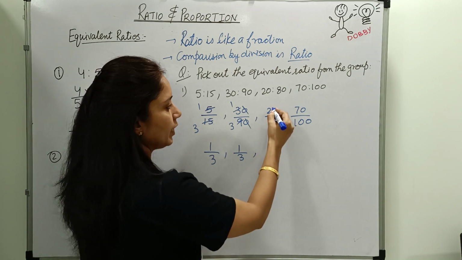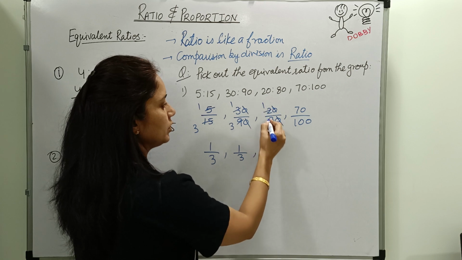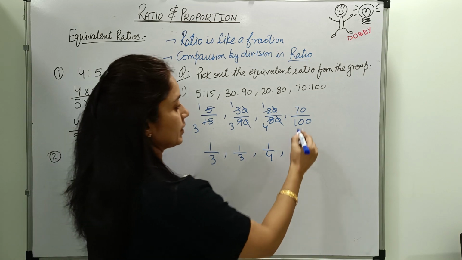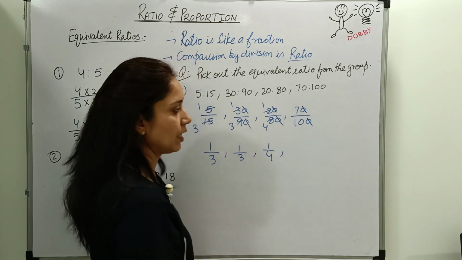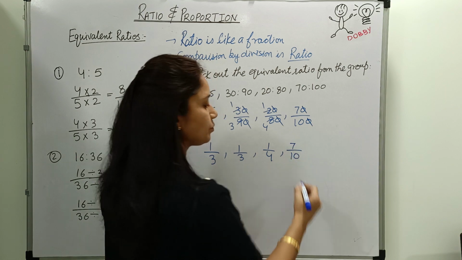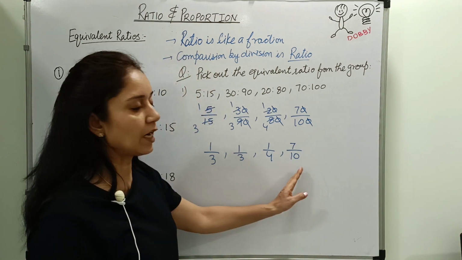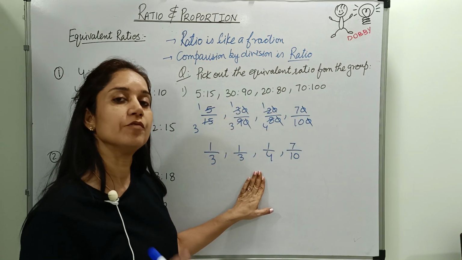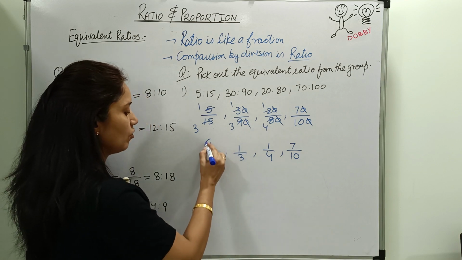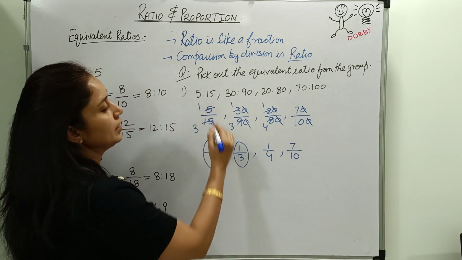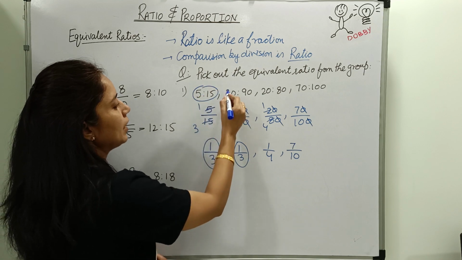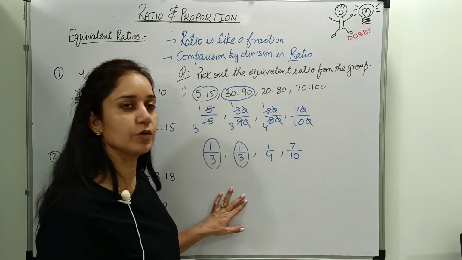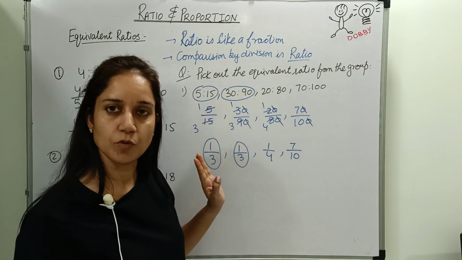Next, 20 upon 80, last 0 cut with last 0, 2 ones are 2, 2 4s are 8, it becomes 1 upon 4. Next, 70 upon 100, last 0 cut with last 0, it becomes 7 upon 10. So, these are the lowest form, simplest form of the given ratios. Now, from here you can easily find out which are the equivalent ratios. So, yes, 1 upon 3 equals 1 upon 3. That means 5 is to 15 and 30 is to 90, first and second, are the equivalent ratio. This way you can find equivalent ratio from the group of ratios.